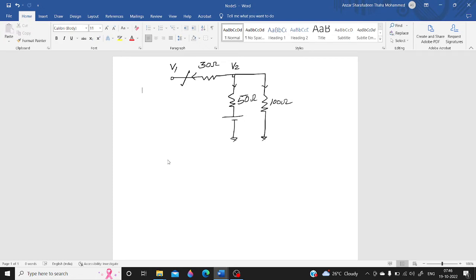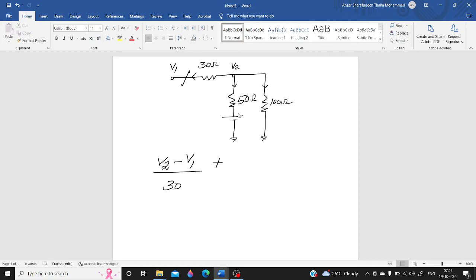The difference in voltage is the difference in terminal voltage. So here the voltage at one terminal of the resistor is V2 and the other terminal of this resistor is V1. So this is (V2 minus V1) divided by 30, which is an outgoing current.